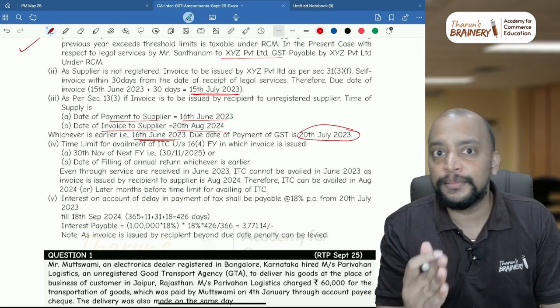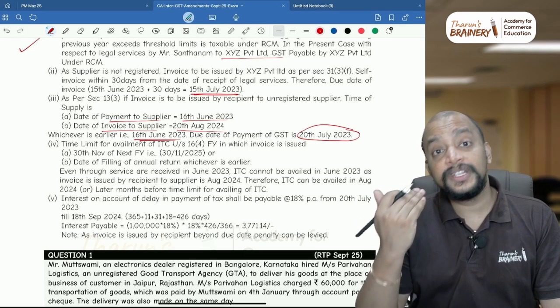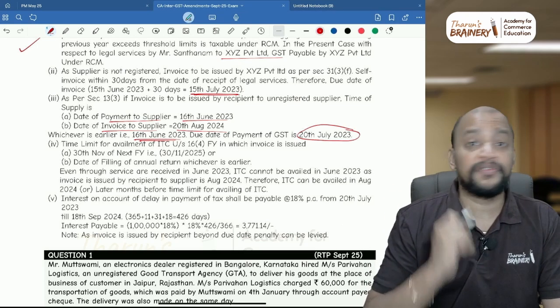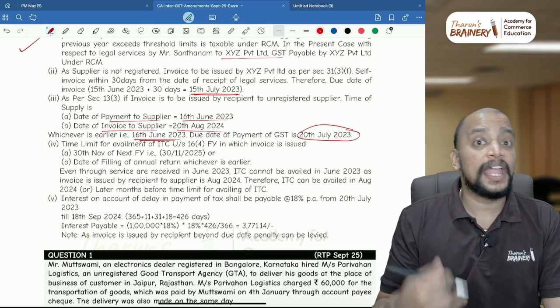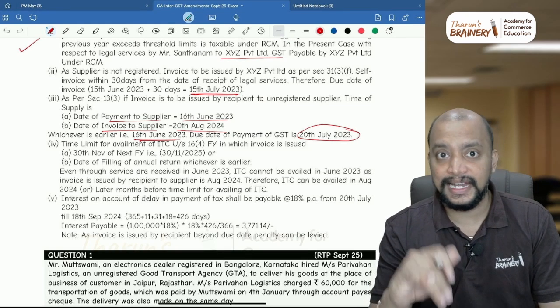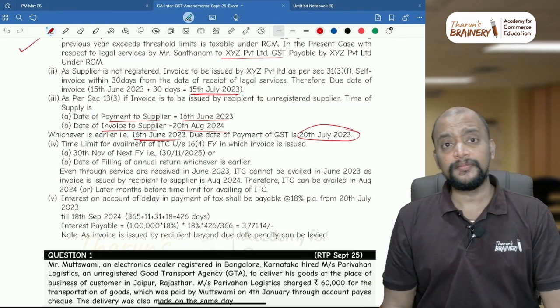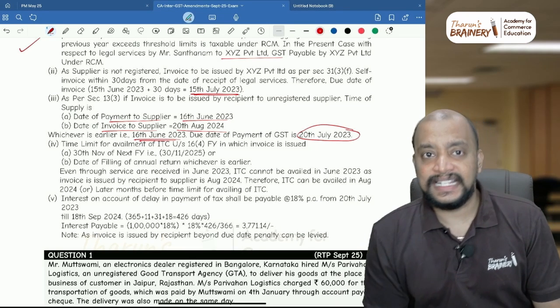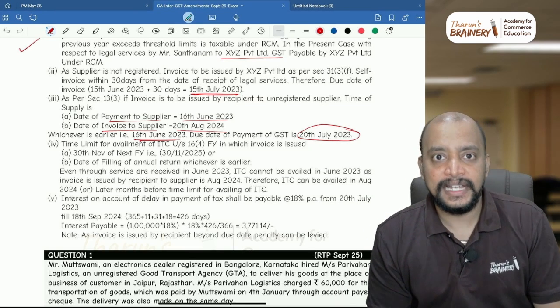First we saw who is liable to pay GST and who is required to give invoice and what is the time limit for issuing invoice. Then we saw the time of supply provision update. This is the latest amendment. Next, when they can avail ITC. By when they can avail ITC?